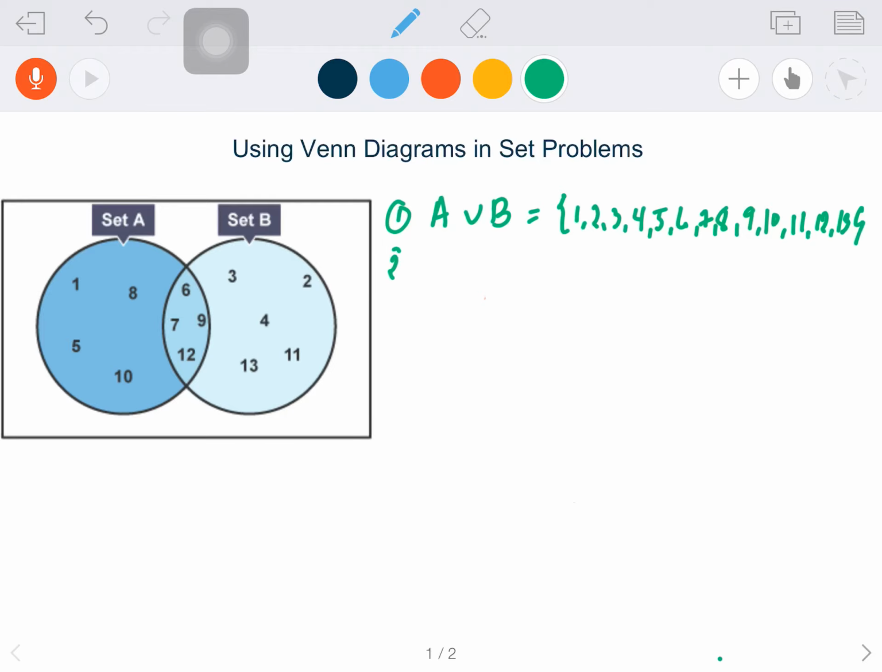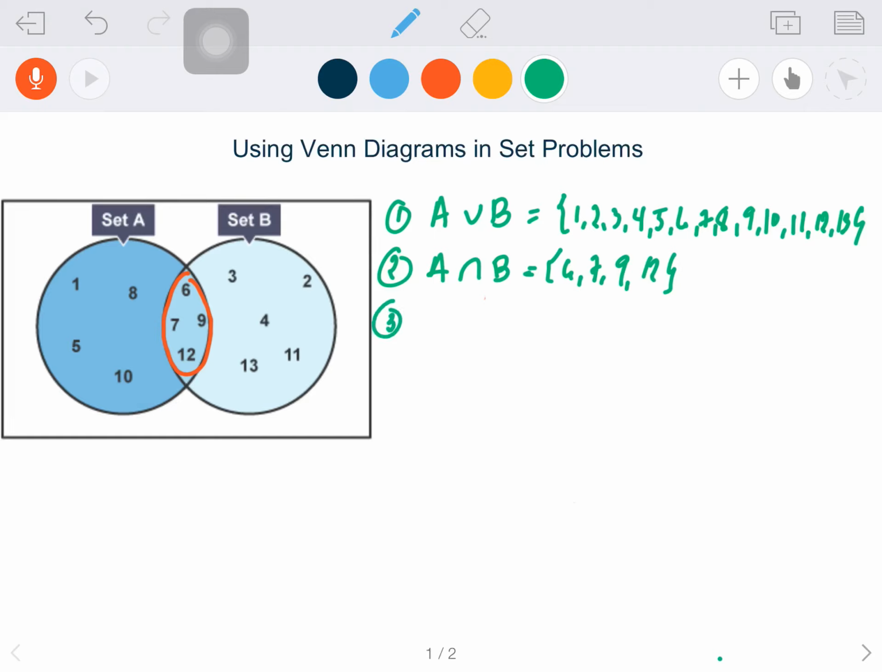Now what about if you will be asked A intersection B? So in this case, we're actually looking at this area. You can notice that the overlapping region of set A and set B has the elements 6, 7, 9, and 12, and therefore they are actually the intersection of the two sets.